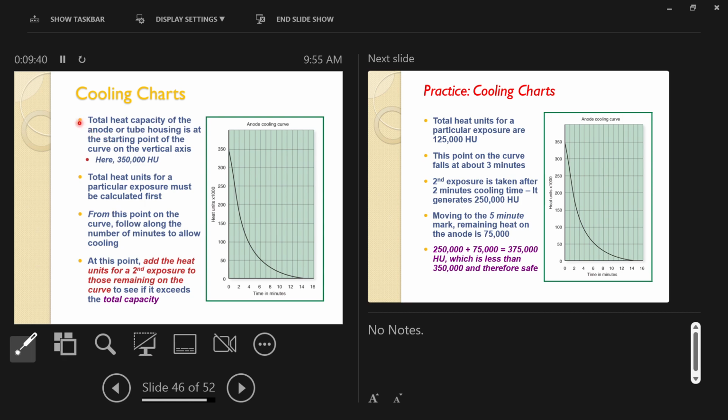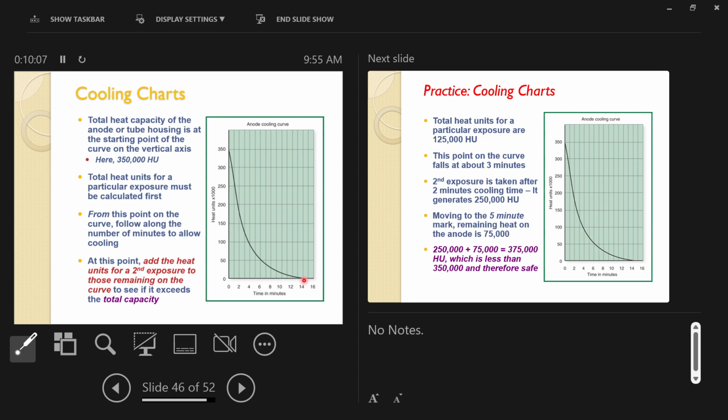These cooling charts show you on the vertical axis, at the top, the maximum capacity in heat units. The horizontal axis shows you time since those heat units have been created, and so you can ask, given an elapsed amount of time, how much will my machine have cooled to?